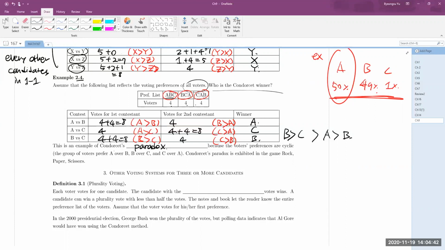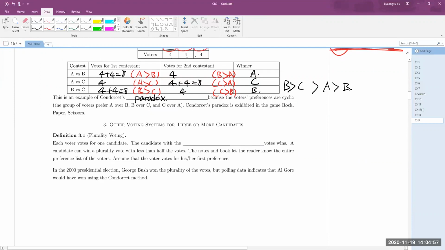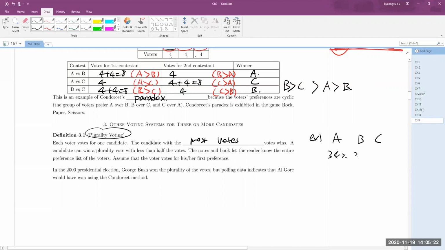So from this, those majority rule and Condorcet rule seem reasonable, but sometimes they don't give us a winner, right? So therefore, some other voting systems have been suggested. And one of the voting systems is plurality voting. Actually, that is the most common voting system here. So in plurality voting, each voter votes for one candidate, and the candidate with the most votes wins, right?